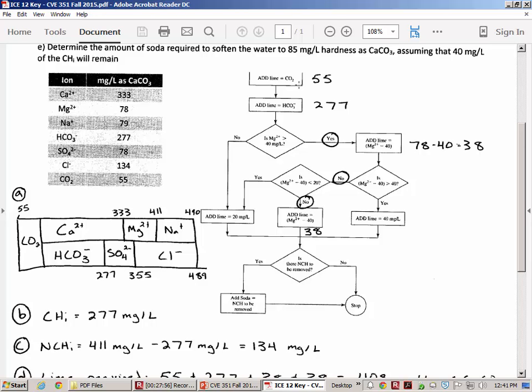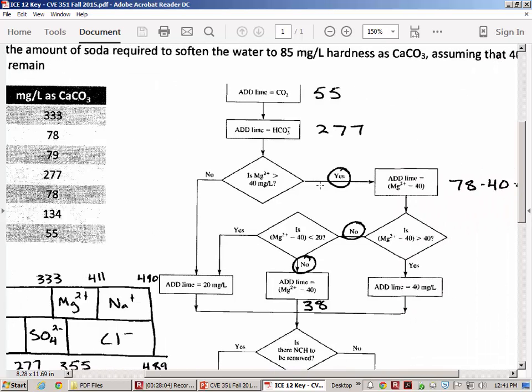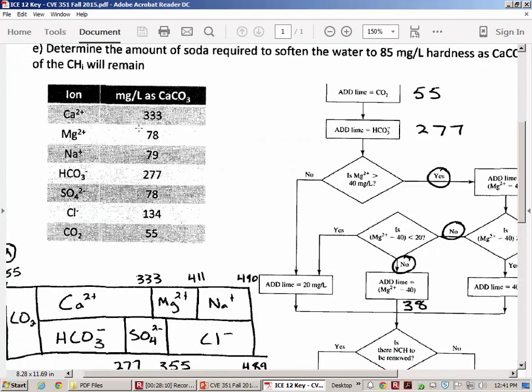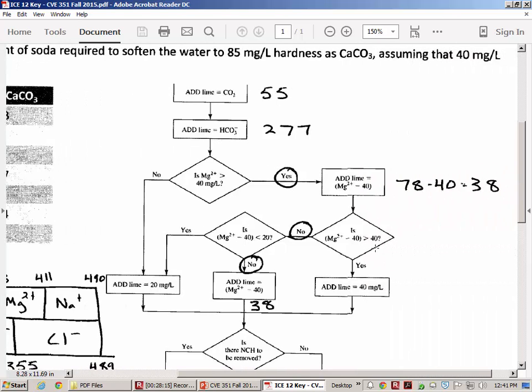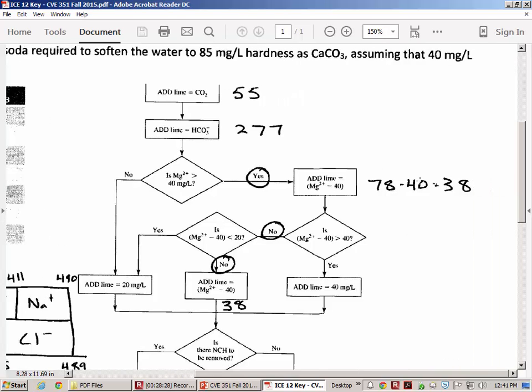Now it asks us a question. It says, is the concentration of magnesium greater than 40 milligrams per liter? So we go to the table, look for magnesium. It's 78. So since it's yes, I circled that, and it takes us to the next amount of lime we should add. It says add as much lime as magnesium minus 40. So over here, 78 was our magnesium. So it's saying add 78 minus 40. So now we should add 38 milligrams per liter of lime.